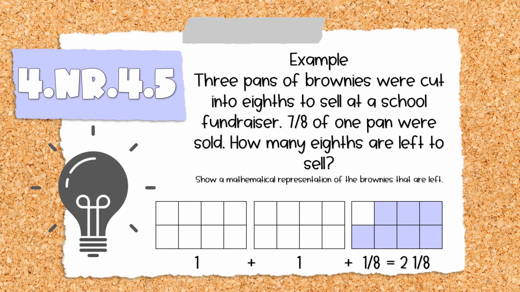It's such a great way to increase engagement of students because brownies, pizza, cake, those are all things that they typically love. In this example, students are cutting up pans of brownies and they're trying to figure out how many eighths of brownies are left. And the key to this example that I want to note is that it says show a mathematical representation of the brownies that are left. And one way they could show that would be by physically drawing the pans of brownies and then shading how many of the brownies have been sold.